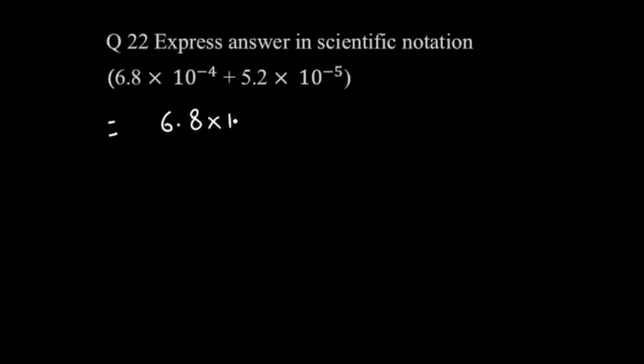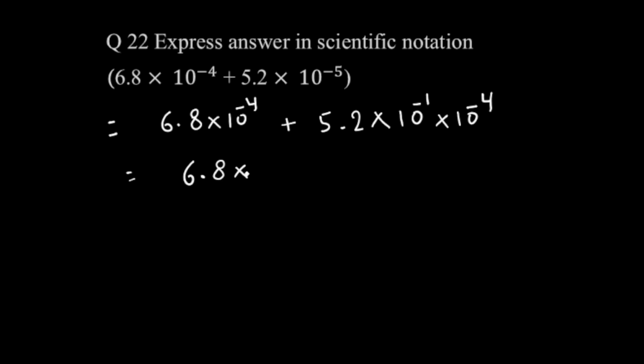6.8 multiply 10 to the power minus 4 plus 5.2 multiply. How can we make 10 to the power minus 4? 10 to the power minus 1 multiply 10 to the power minus 4. 6.8 multiply 10 to the power minus 4 plus 5.2 multiply 10 to the power minus 1. 10 to the power minus 1 means 5.2 divided by 10 multiply 10 to the power minus 4.